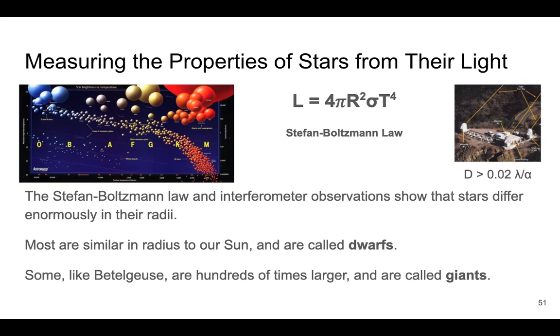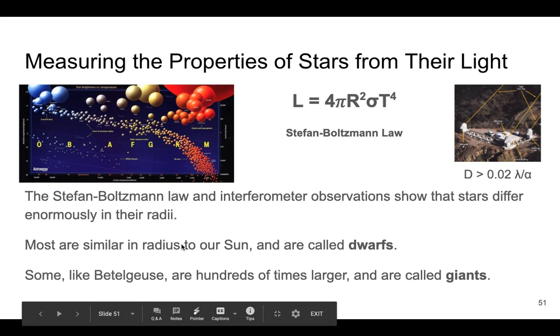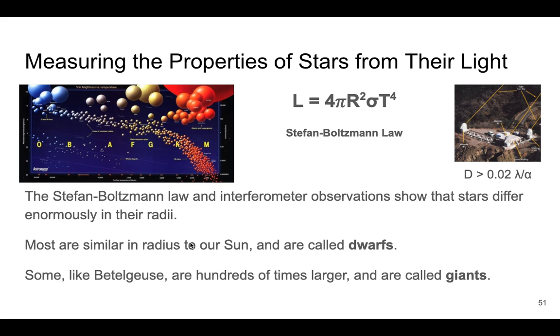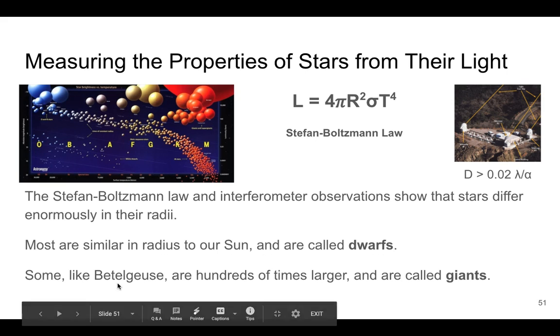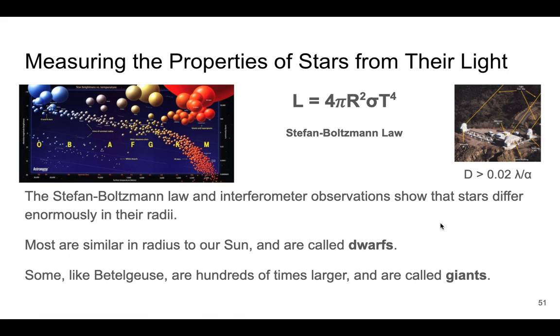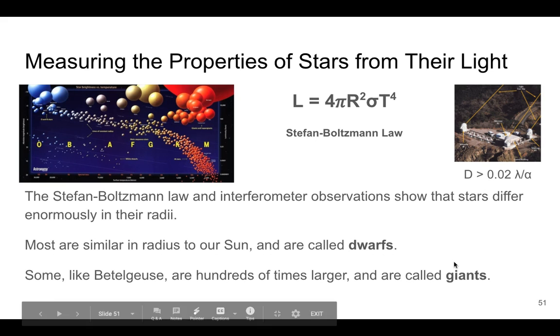Most stars are actually pretty close in size to the sun, within about an order of magnitude. A factor of 10 bigger or a factor of 10 smaller, pretty close to the size of the sun. But some, like Betelgeuse, are way, way bigger than the sun, and we call those stars giants. So this is a very binary way of looking at it. You see a star, you figure out its radius, and you put it in one of two groups. It's either a dwarf or it's a giant.